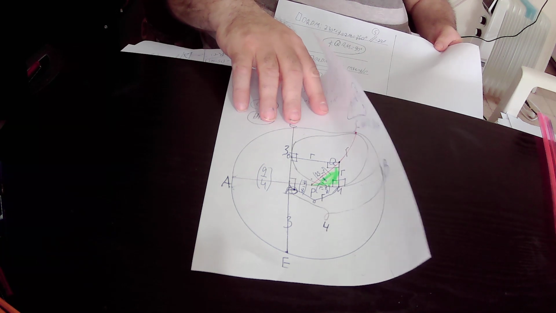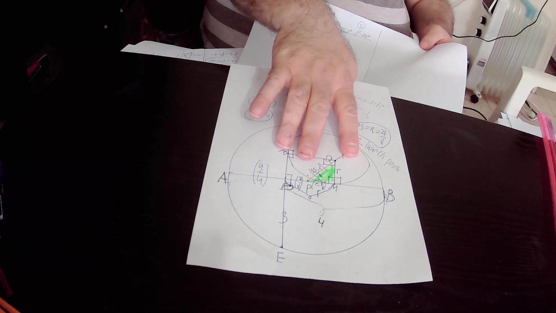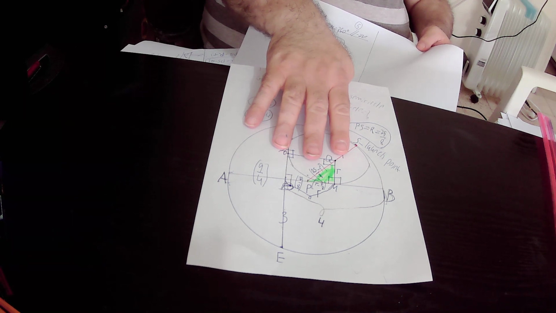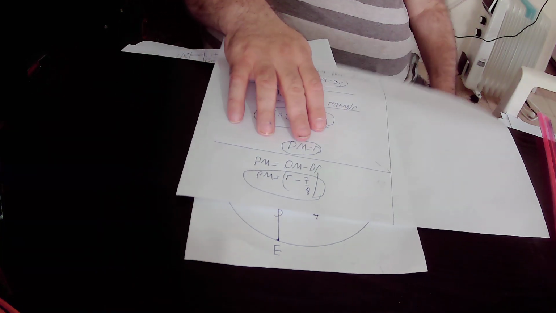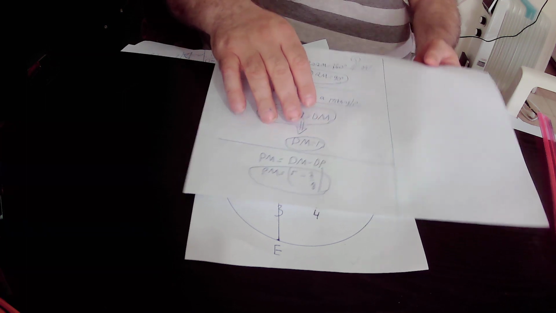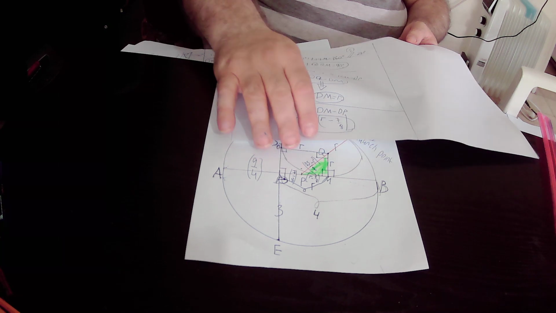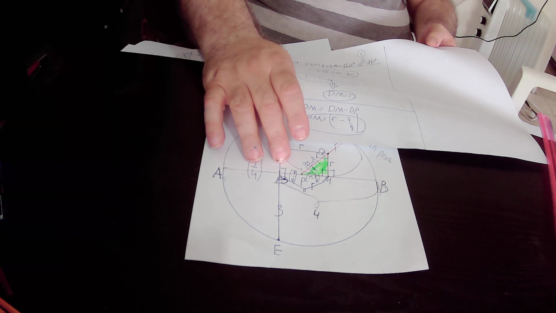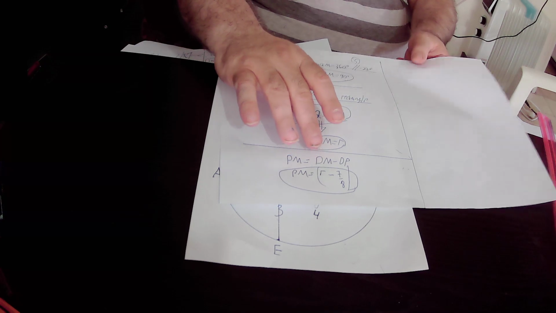And what is the length of line segment PM? From the drawing, it is very easy to see that PM equals DM minus DP. Again, PM equals DM minus DP. DM equals small r, we have already found out that DM equals r, the radius of the small circle. DP equals 7/8. We have found out that DP equals 7/8. So in conclusion, we found out that PM equals small r plus 7/8.